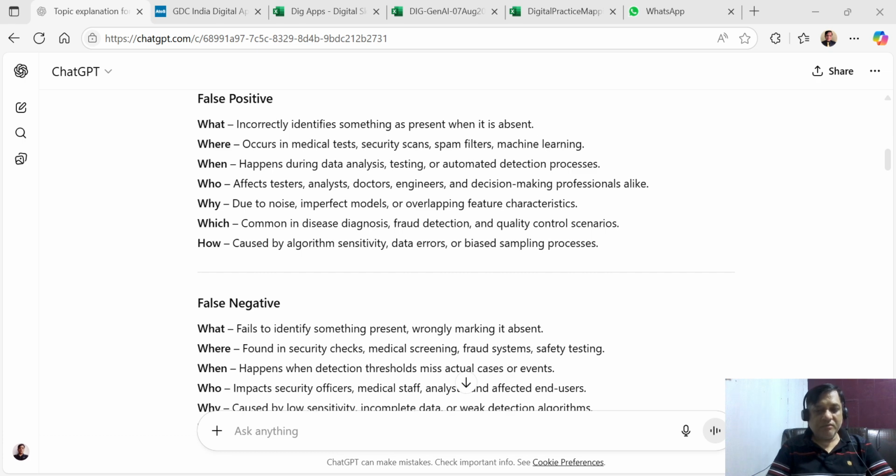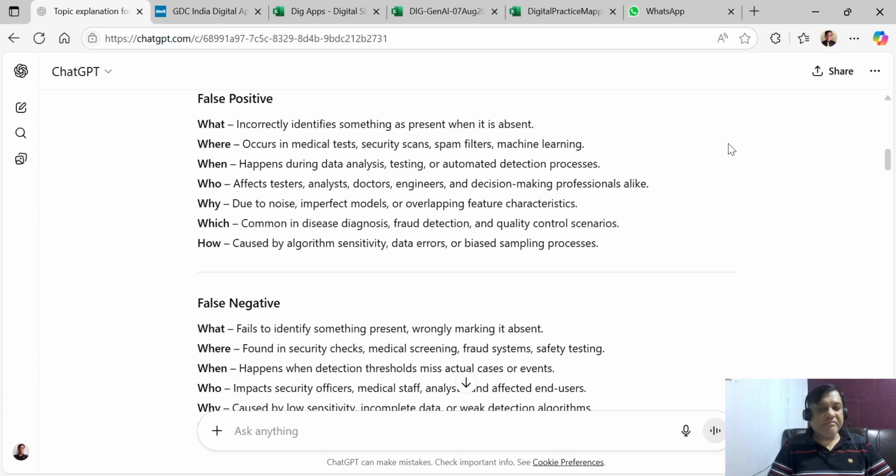The very first thing we will see is what a false positive is. Let's read this. It incorrectly identifies something as present when it is absent. So by mistake it is saying yes, it is there, but it is not there. Where it occurs: in medical tests, security scans, spam filters, and machine learning. When it happens: during data analysis, testing, or automated detection processes.